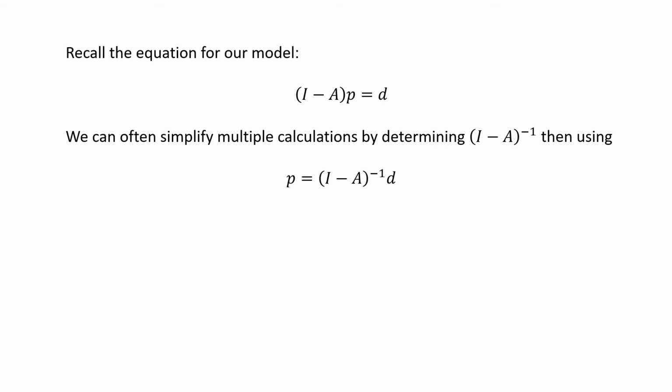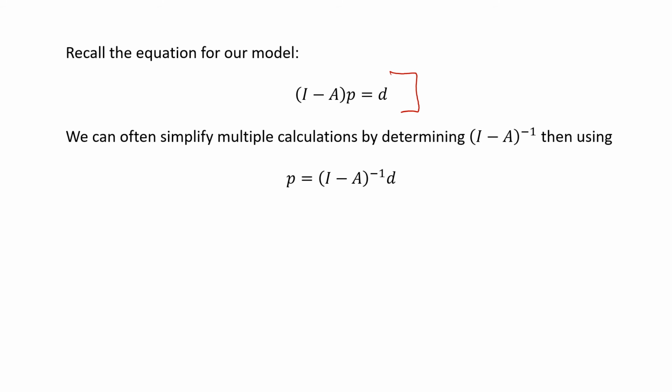So now let's take a look at our equations again. Recall that we figured out that the equation for our model is I minus A times P equals D. Well, sometimes you will want to solve problems where you have to calculate the required production to meet a demand over and over and over again. And we know that to solve that, we have a matrix times an unknown vector equals a vector that we know. Solving that requires a fair amount of work. Solving a system of linear equations, going through all the row operations, and working out what your vector P is.